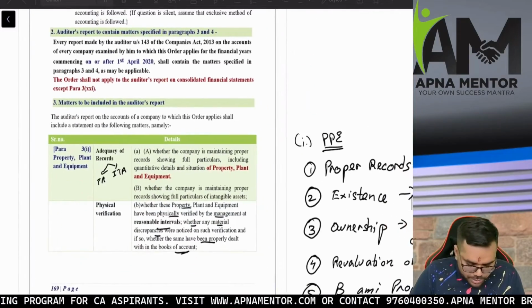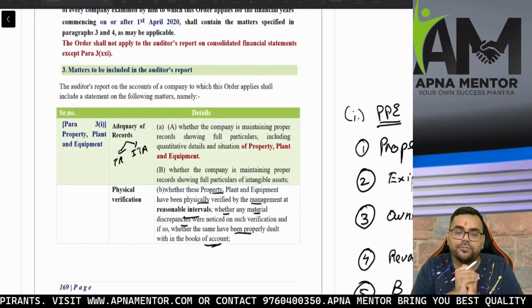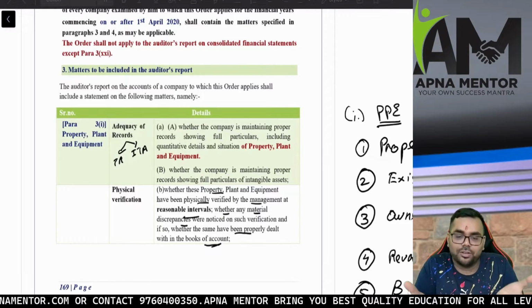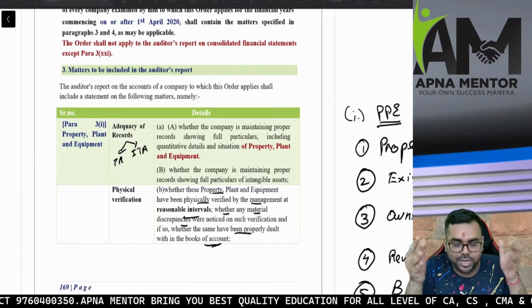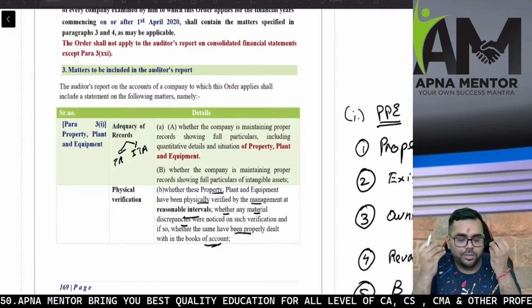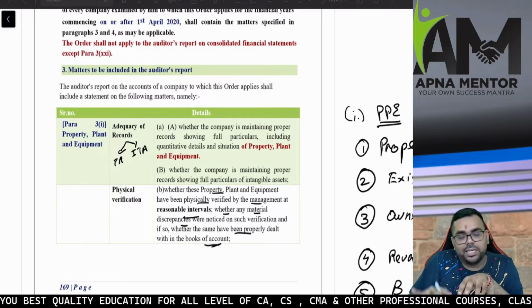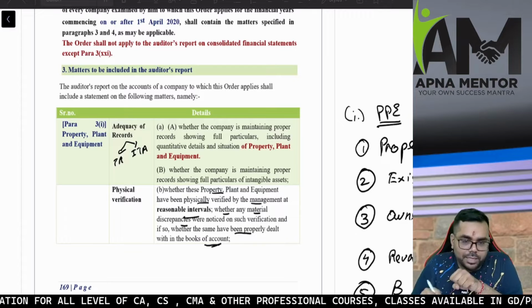Now the most important thing, the matters to be included in the auditor's report, and there are total 21 clauses. We have to remember all of them, and I will help you remember each of the clauses. You will be learning the clauses by heart. You will be remembering them forever, right? Now it's very simple. Do understand the logic. First of all, we will think about asset, then we will think about liability.